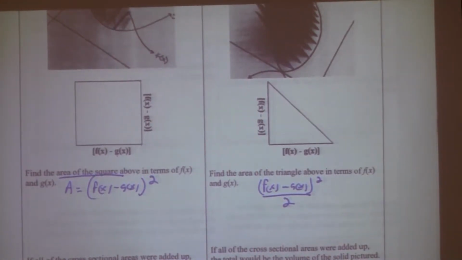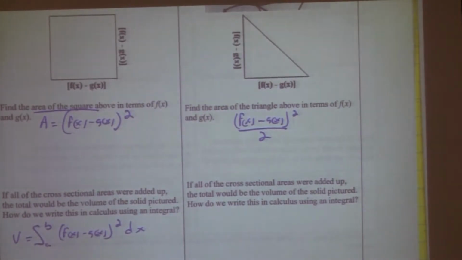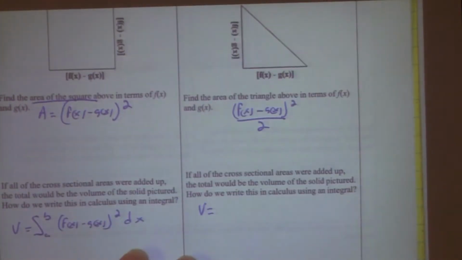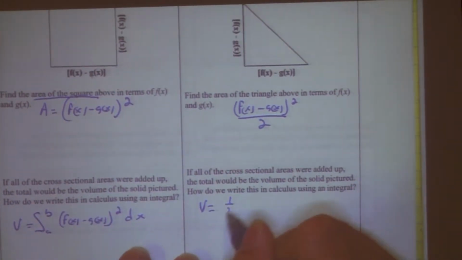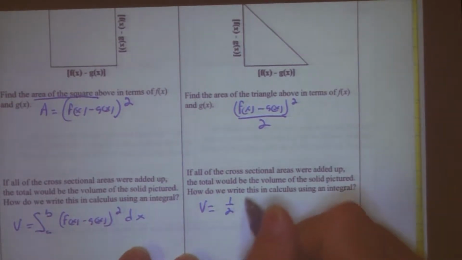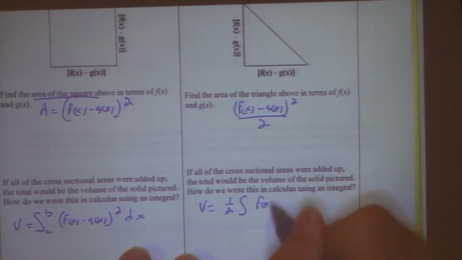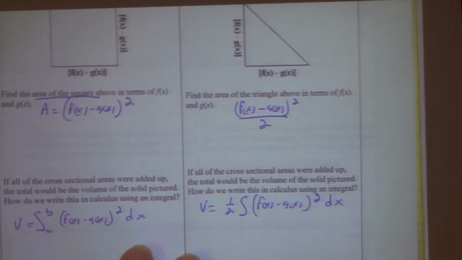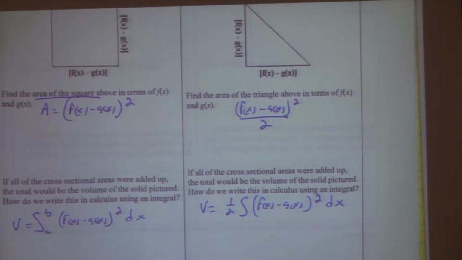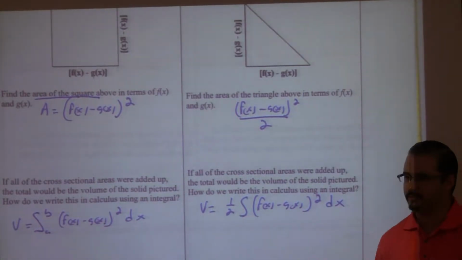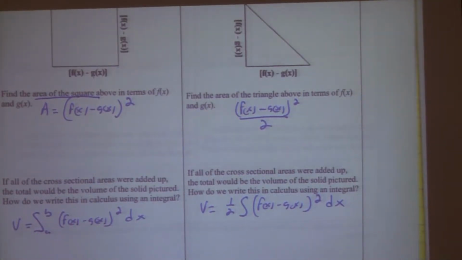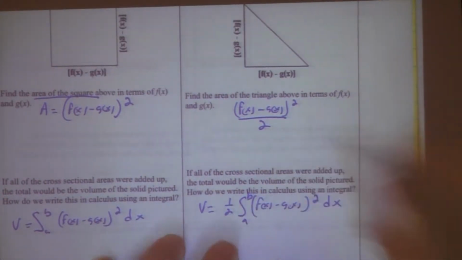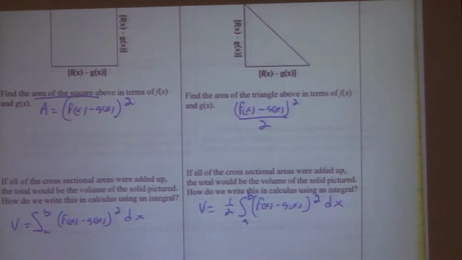So if I add up all those areas, what would be the formula that I could use to do that? I'm going to take that 1/2 out, and I'm going to put the integral of f of x minus g of x what? Squared. So it's what I had for the squared, but just divided by what? By 2. From A to B, very good. Wherever to wherever. Most of the time, those will be intersection points between the two points.